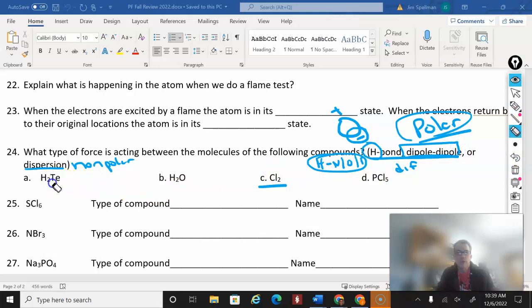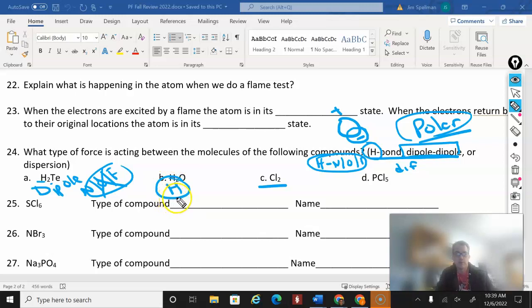So in terms of classifying these, 24A would probably just be called a regular dipole, even though it's got hydrogen in it. A hydrogen bond needs to be bonding to either nitrogen, oxygen, or fluorine, which are in the second period. And since none of them are there, we can call this a dipole. B, we've got hydrogen sticking to oxygen, so this is a hydrogen bond.